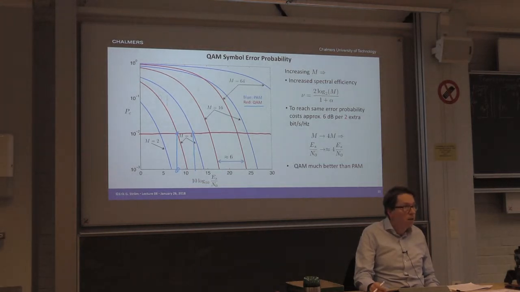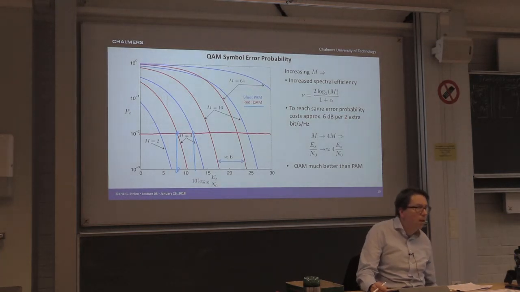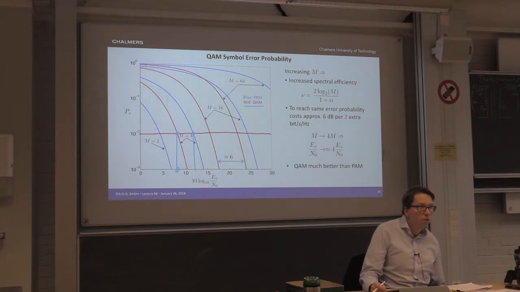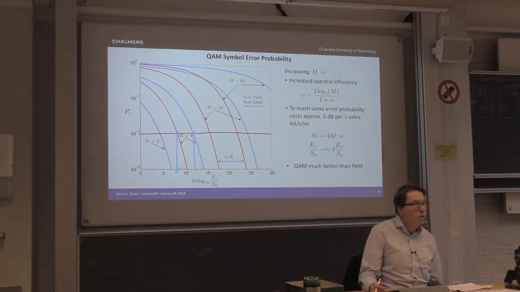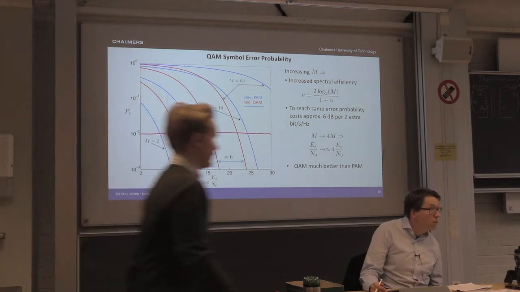Finished last 45 minutes by interpreting a little bit about the results of single letter probability for QAM and comparing that with PAM. And we came to the conclusion that if we can use QAM, is that preferable to pulse amplitude modulation?